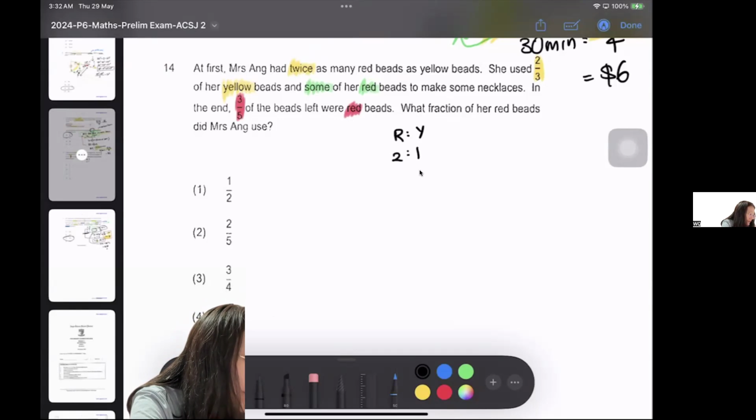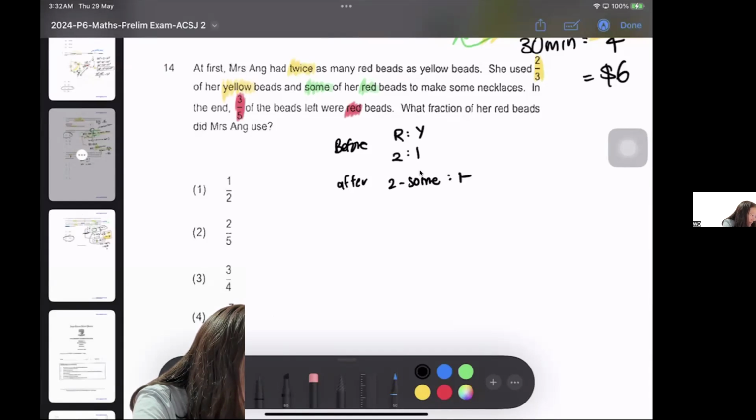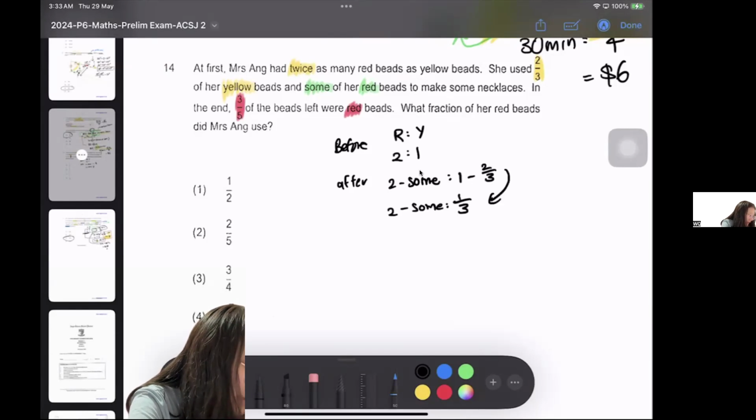So this one is actually what she used, right? So this is before. Okay, let's do a few ratios. Before is like that. After, right? R is to Y is 2 minus some, because you use some of the red beads, and 1 minus the 2/3 that she used, which equals 1/3, right? Because you solve here, then you get 1/3. Yes, you took 1 minus 2/3, which equals 1/3.